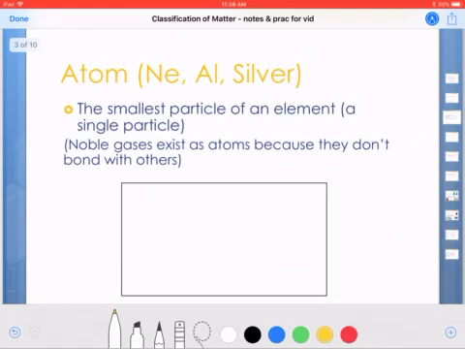Okay. Next is an atom. An atom is the smallest particle of an element. An atom is just one single particle. So if I just had a bunch of triangles, then that would be 3 different atoms within this box.